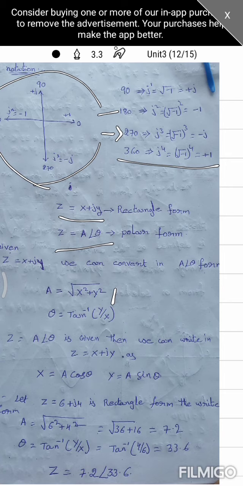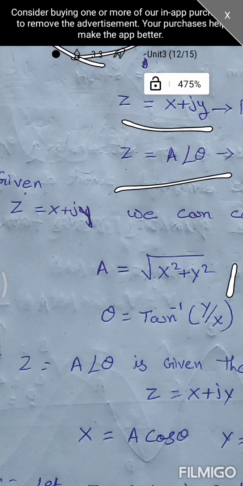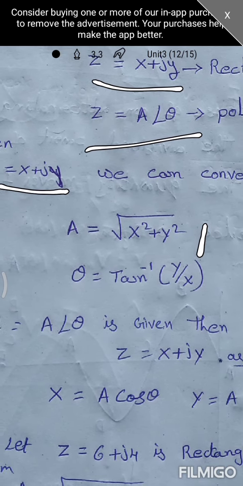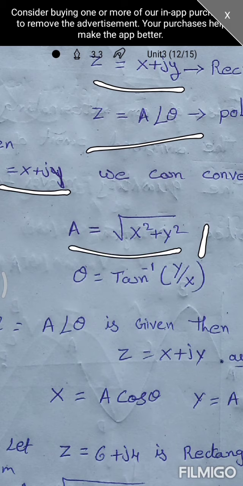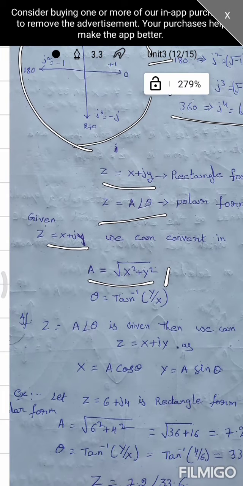Given that Z is equal to X plus JY, we can convert it into the polar form by using this formula. A is nothing but the magnitude. How can we get this? A is the square root of x square plus y square, and theta is tan inverse of y by x, that means tan inverse of imaginary part by real part. If we apply these two formulas, we can find the polar form, that is Z is equal to A at an angle theta.